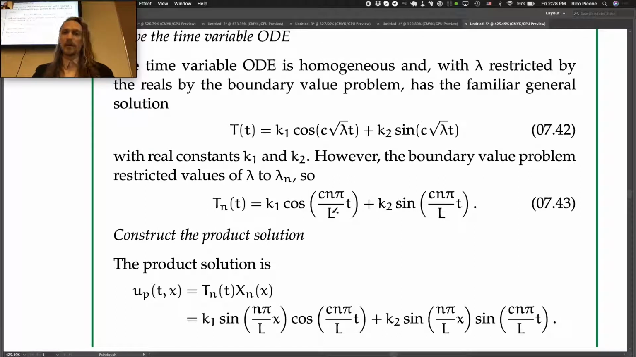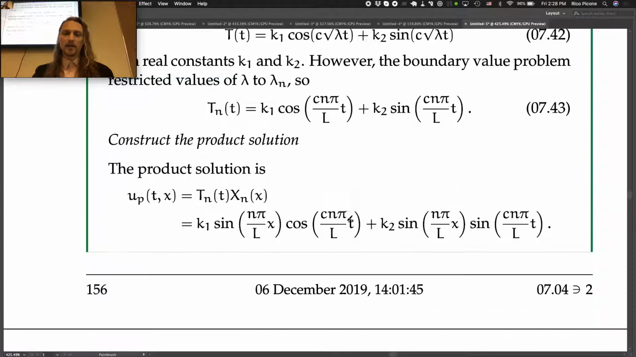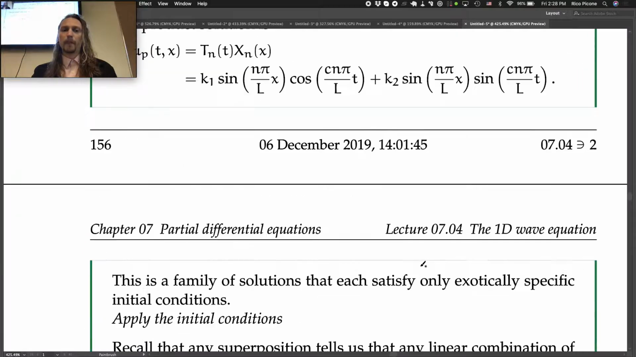So we get this product solution where we take the time solution and we multiply it by the space solution. So that's just the two multiplied together. They both have sinusoidal aspects to them. One of them is just a sine. That's the spatial one. The time one has a cosine and a sine. That's why we get the two terms.